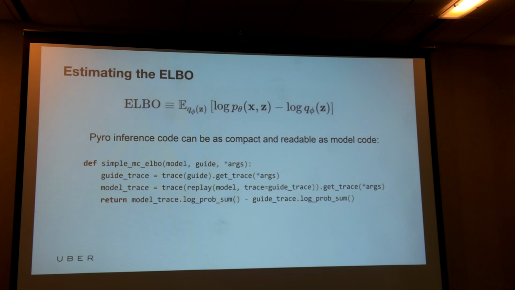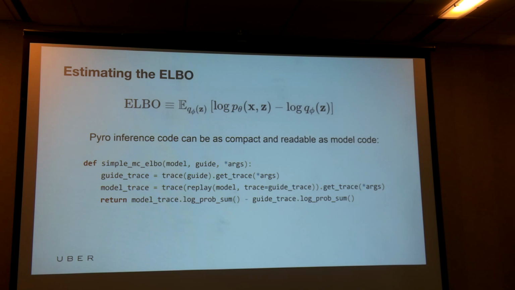But the upshot of all that, even if that was a little bit dense, is that thanks to the way Pyro is built, Pyro inference code can be as compact and as readable as model or guide code. So here, using trace and replay, which I just described, I've implemented a very simple version of an estimator of the ELBO, which I call simple MC ELBO.